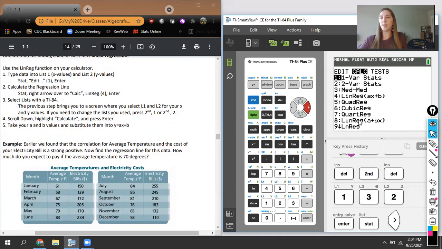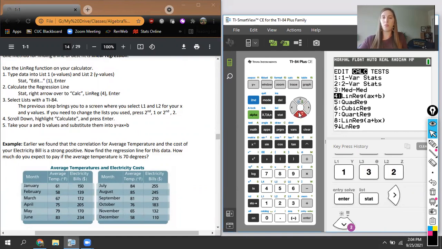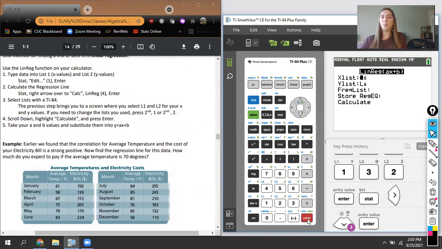Notice that number 8 is the same thing, except for the BX here or the AX, whichever one comes first. So we're going to just work with 4, and I can explain that a little bit later, but either scroll down to 4 or hit the number 4, but I'm going to hit enter. And then we have to choose our lists.